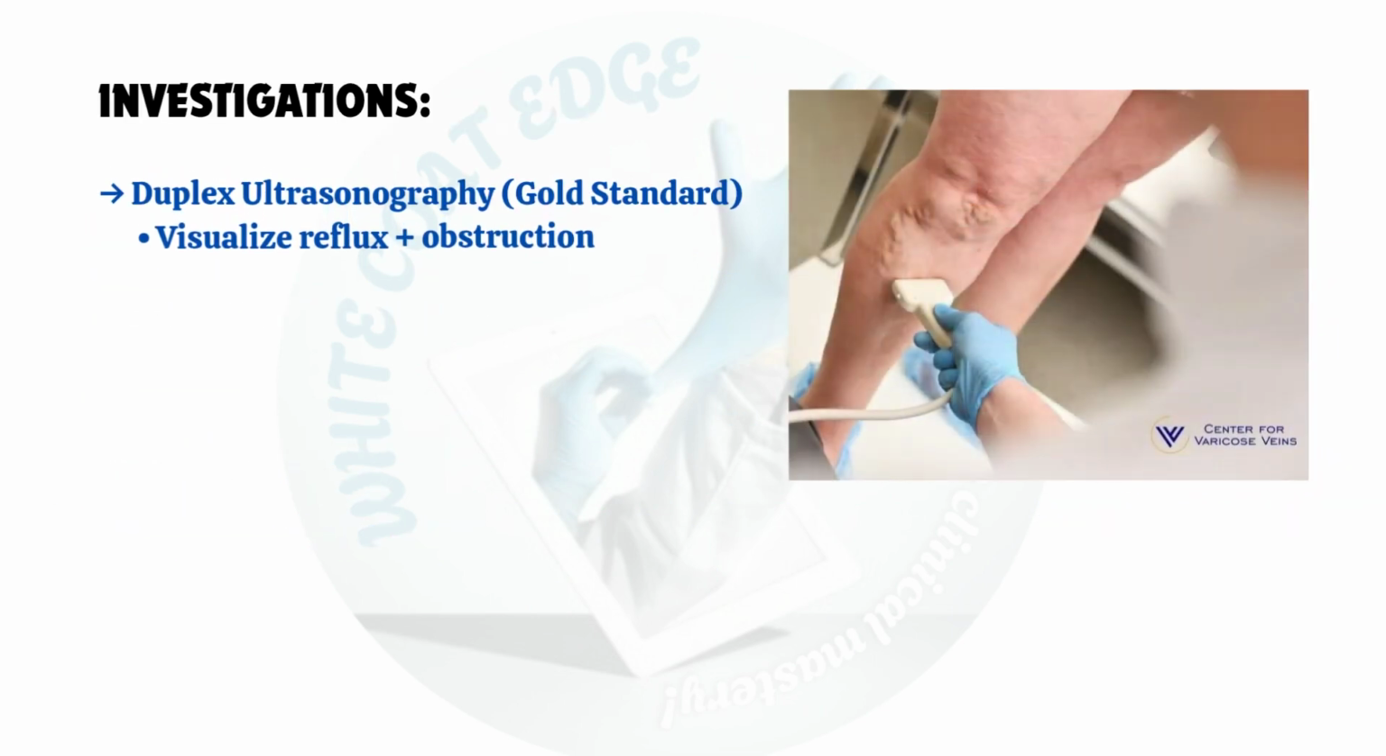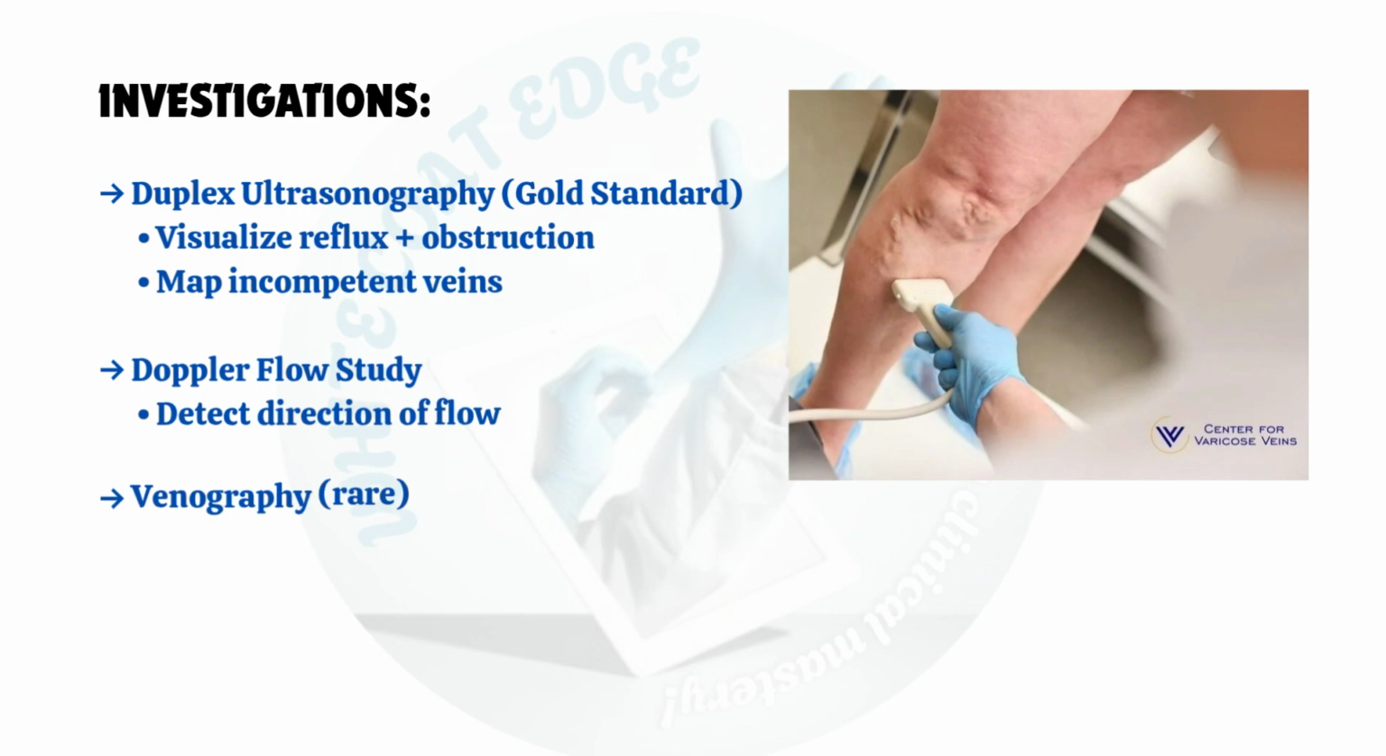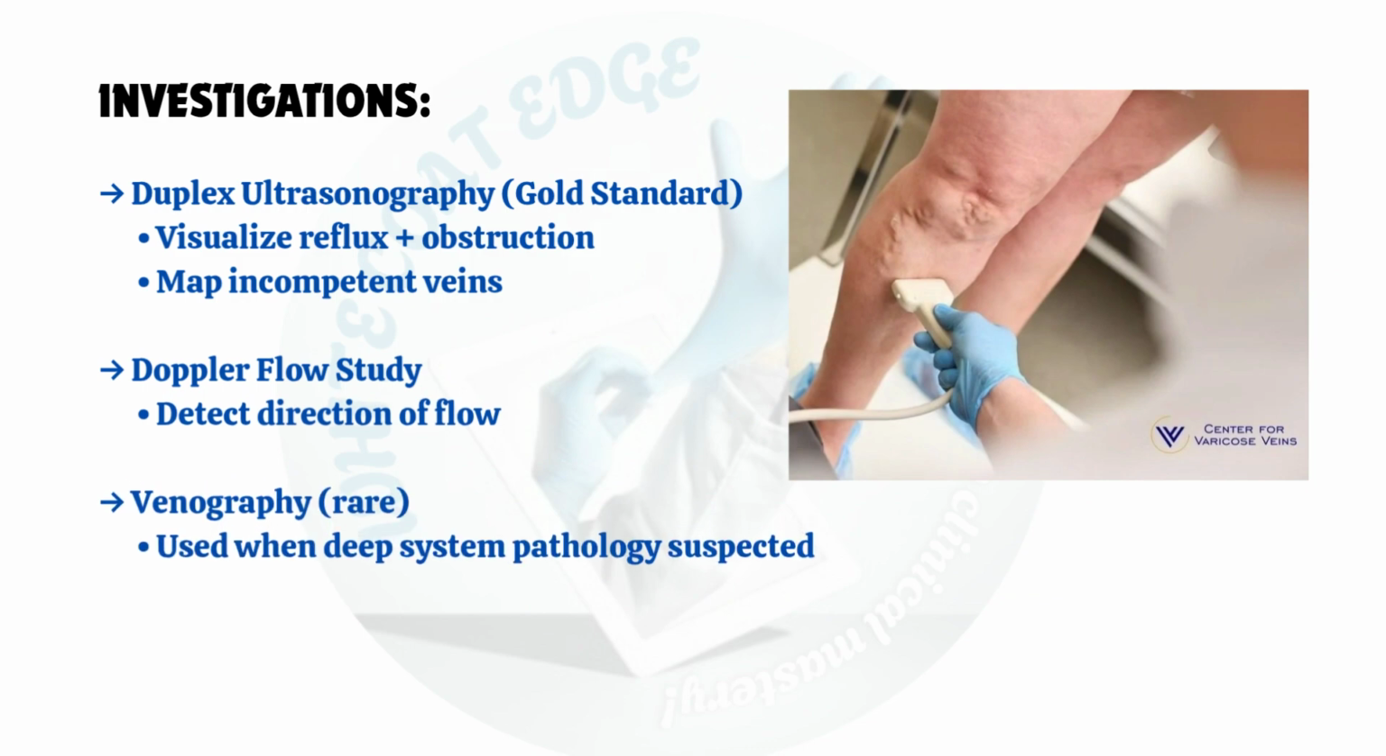Investigations. Duplex ultrasonography is the gold standard. It is used to visualize reflux and obstruction and map incompetent veins. Next, Doppler flow study. It detects the direction of flow. Next, venography, which is rarely used now. It is used when deep system pathology is suspected.